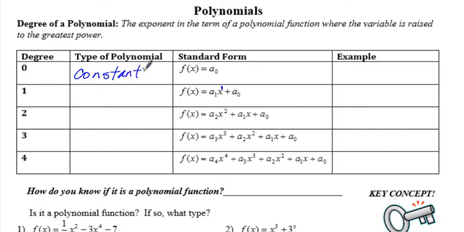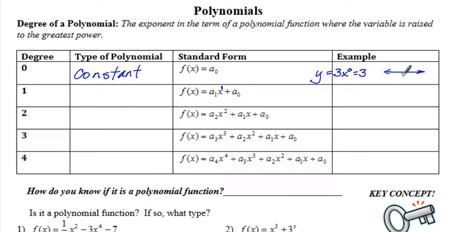A degree of 0 polynomial of the standard form looks like this: f of x equals some constant a sub 0. An example of this might be y equals 3x to the 0 power. If you recall, x to the 0, or anything to the 0 power, is 1. So we can simplify this down to y equals 3 times 1, which is y equals 3. 3, of course, is a constant, just like any other a sub 0 term you might find. Y equals 3, that's a constant. And we know from earlier algebra classes that y equals 3 or any other constant looks like a horizontal line. So that's a degree of 0 polynomial.